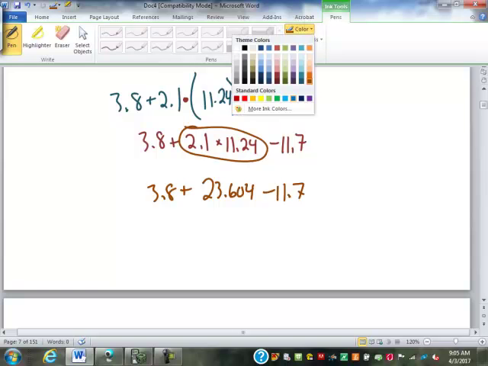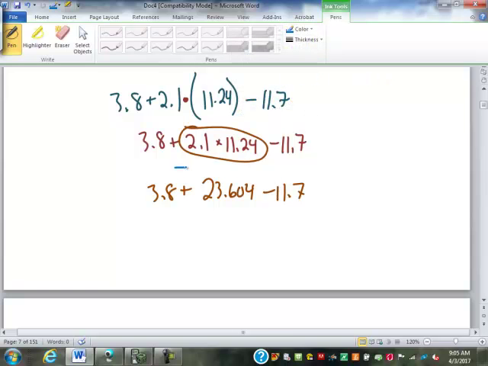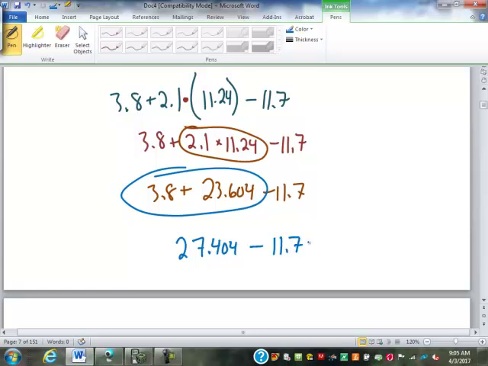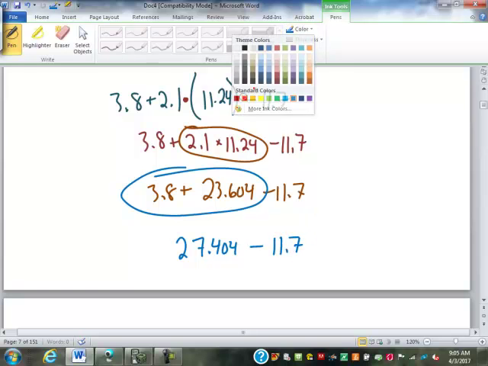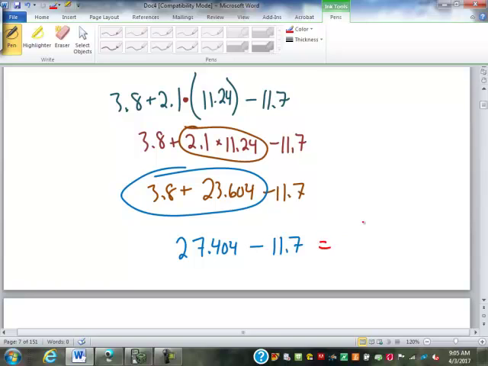And now we just have addition and subtraction, so we're going to go left to right. So 3.8 plus 23.604 is 27.404. And the 27.404 minus 11.7 is 15.704.